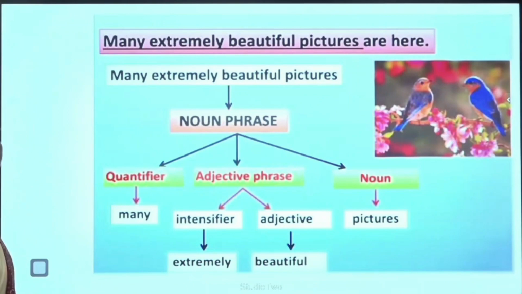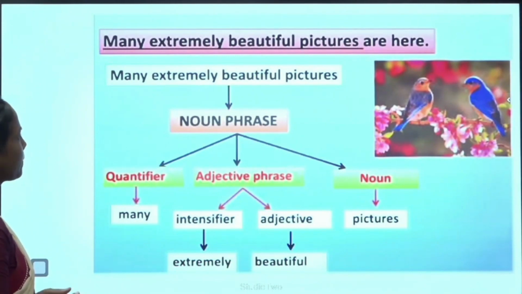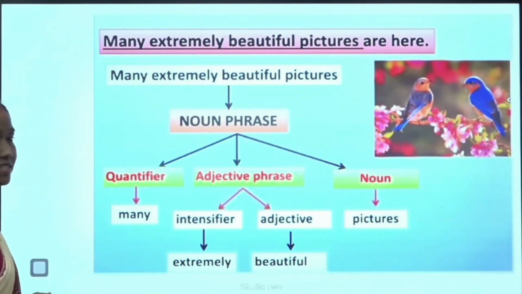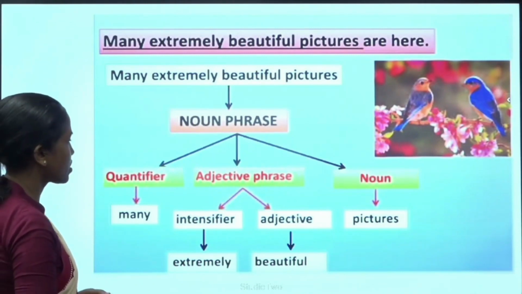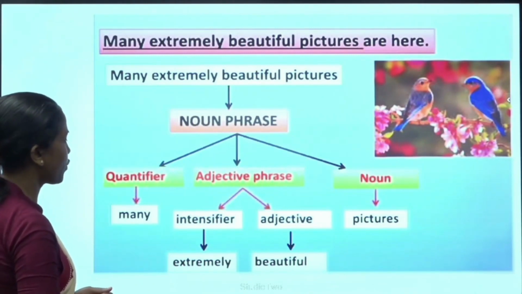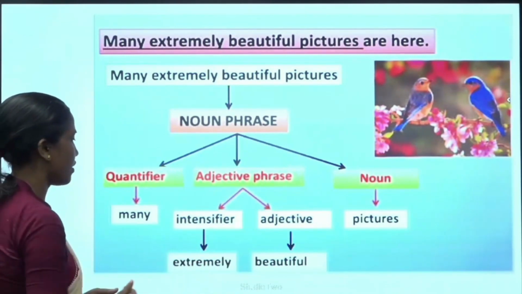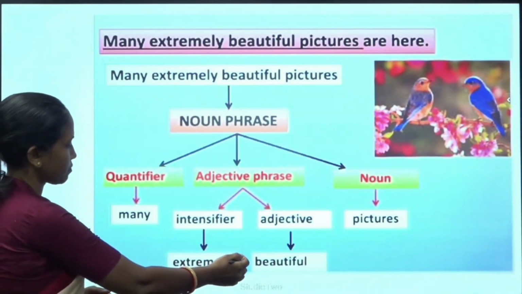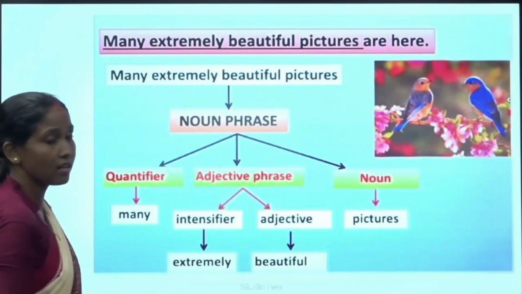Students, next example you see, many extremely beautiful pictures are here. You can see the picture of 2 birds here. Many extremely beautiful pictures. So many is the quantifier. Then you see extremely beautiful. Extremely is the intensifier. Then you see adjective. Beautiful is the adjective and the head noun is the picture.